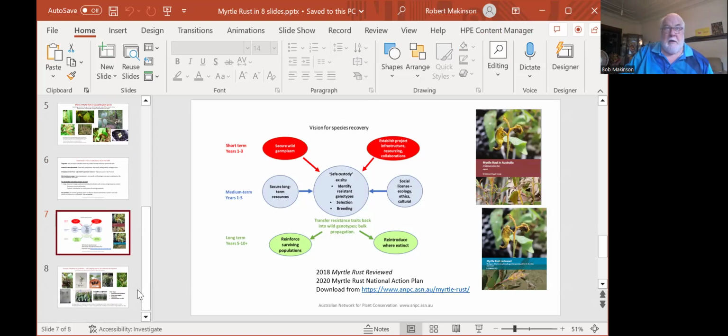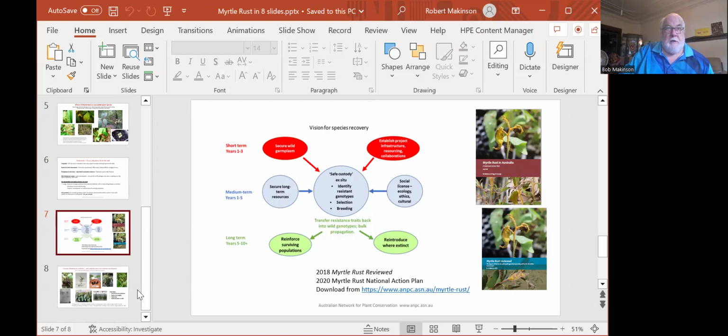This strategy is outlined in several documents now, but 2 of them that are easily accessible are a review of Myrtle Rust from 2018. Things have moved on a little bit since then, but the basics of the approach are laid out there. And the more recent 2020 Myrtle Rust National Action Plan, you can get both of those from the ANPC's Myrtle Rust pages on our website.